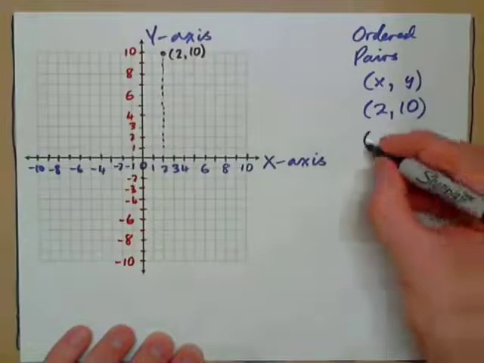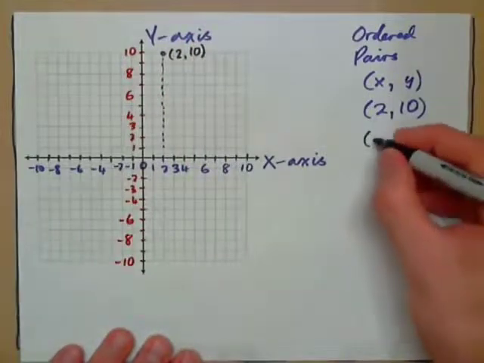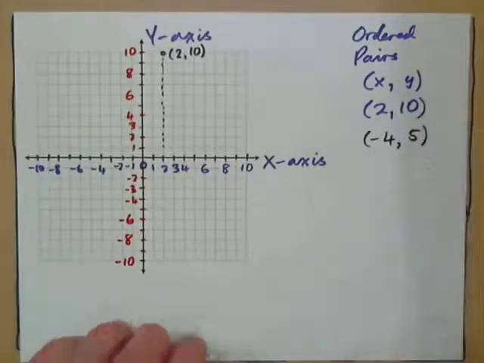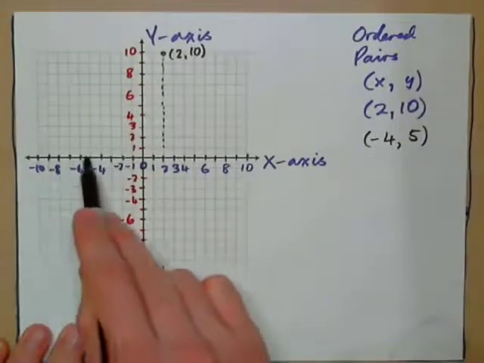Okay, find the point negative 4, 5. X is negative 4, y is 5. So go to the x-axis and find where negative 4 is.